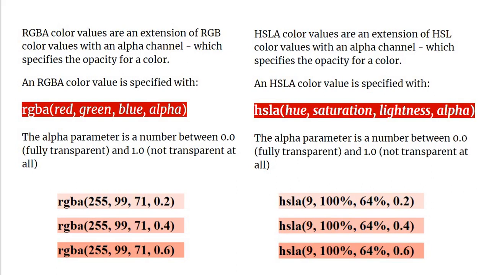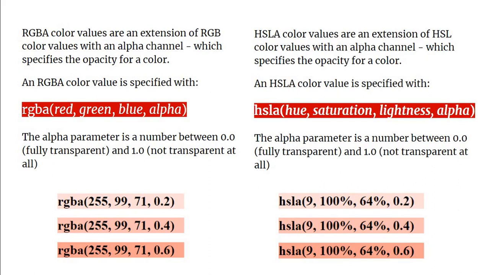So this is the syntax of it. The alpha parameter is a number between 0 to 1. So you should not give 2, 3 or 10 or 20 or 30. It is always between 0 to 1. In between 0 to 1 you can give 0.1, 0.2, 0.3, 0.25, 0.26. All these things you can give within 0 to 1. So alpha specifies the opacity of a color.